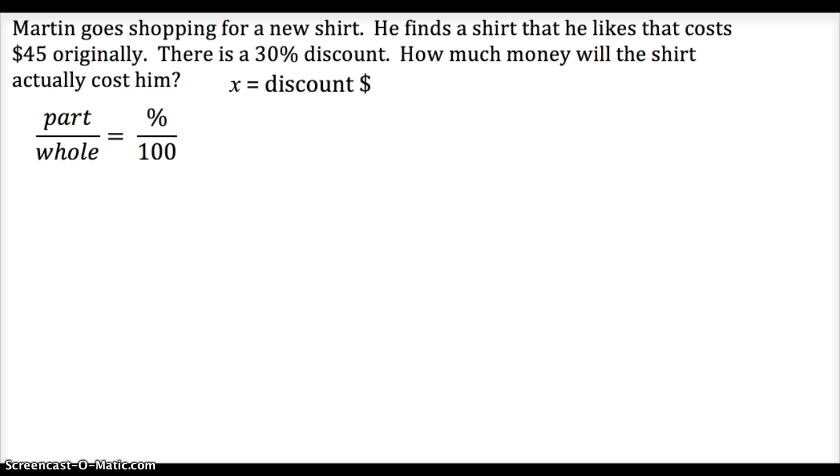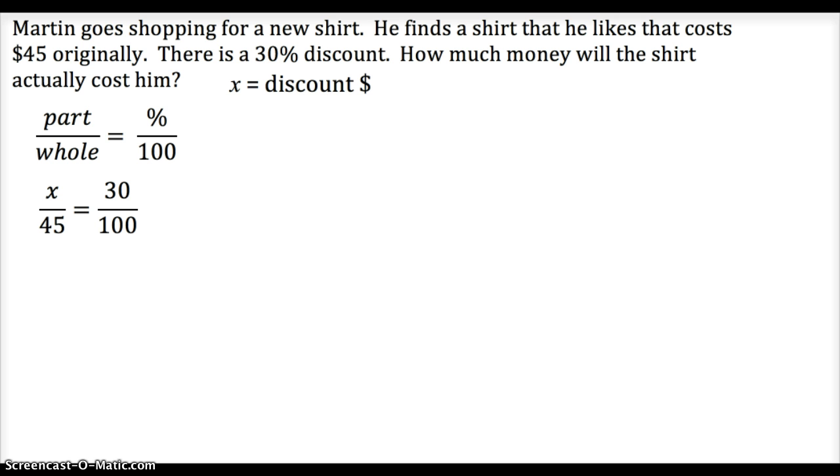So now we're going to plug in all the information that we already know. We know that our whole is the same as our original price, and that's $45. And we know that we're trying to take away 30%. And x is going to be the part of the whole that we're looking for. Okay, so x over 45 equals 30 over 100.